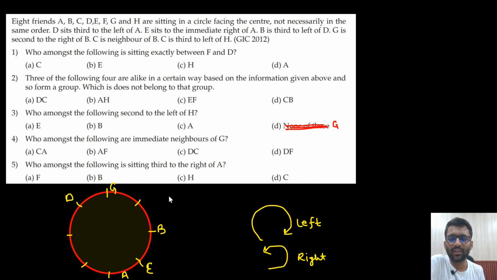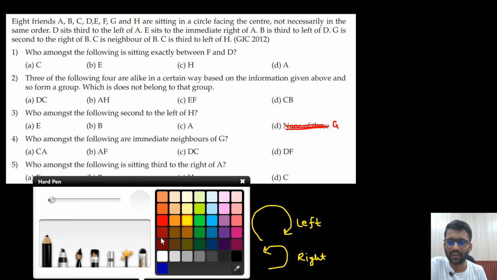C is the neighbor of B. If C is the neighbor of B, one of the neighbors of B is E only, so C has to be here. And C is third left to H. Third left to H, left to H, 1, 2, 3. So A, B, C, D, E, and F is remaining. So this is your F. That's it. Very easy. Who amongst the following is sitting exactly between F and D? Between F and D, H is sitting.